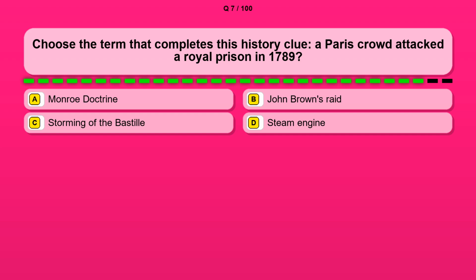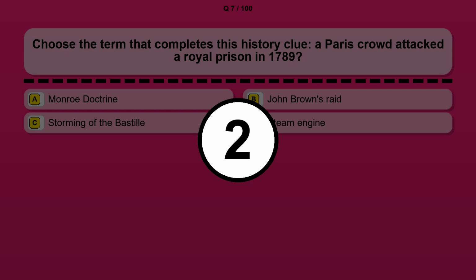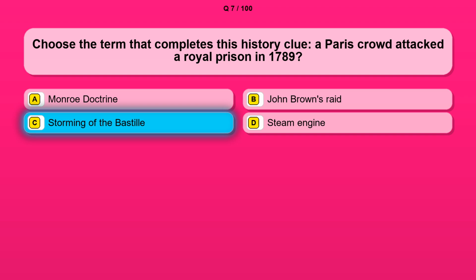Question 7. Choose the term that completes this history clue. A Paris crowd attacked a royal prison in 1789. Option A. Monroe Doctrine. Option B. John Brown's Raid. Option C. Storming of the Bastille. Option D. Steam engine. The correct answer is option C, storming of the Bastille.